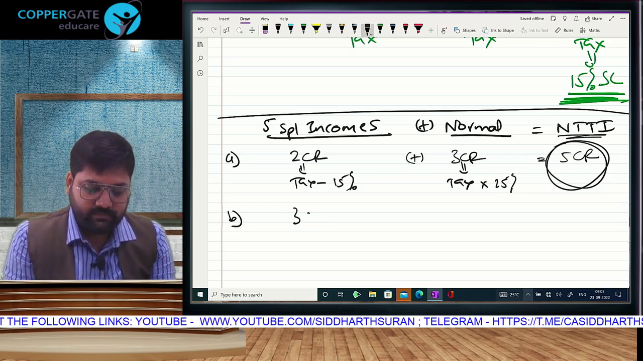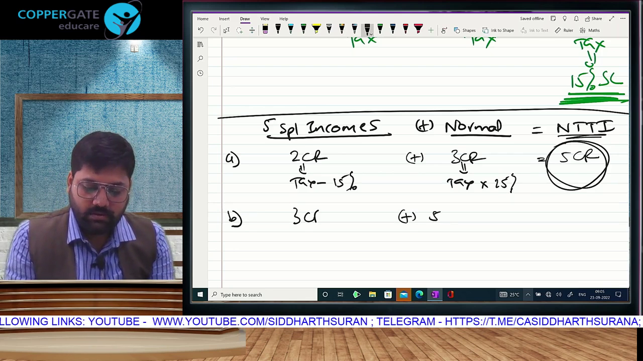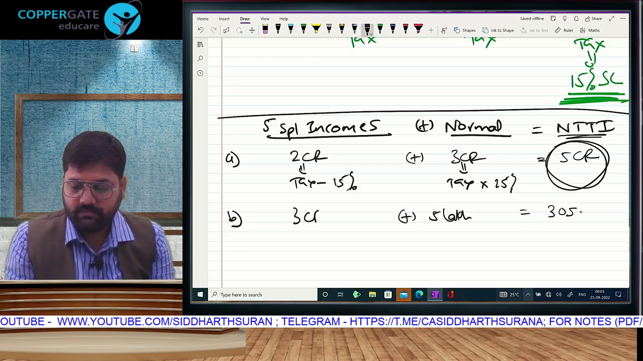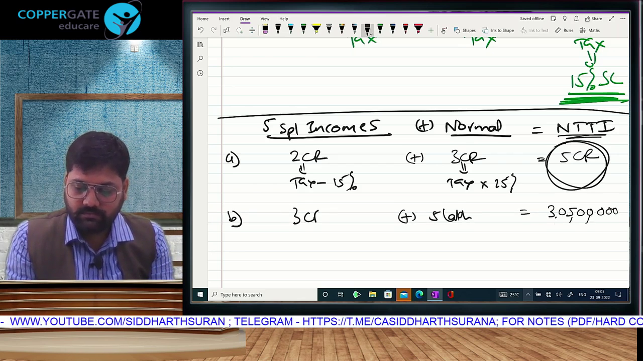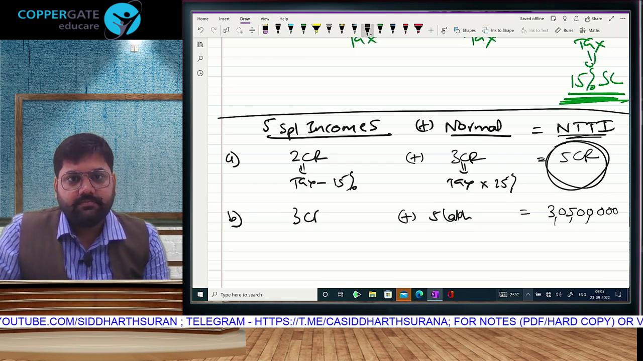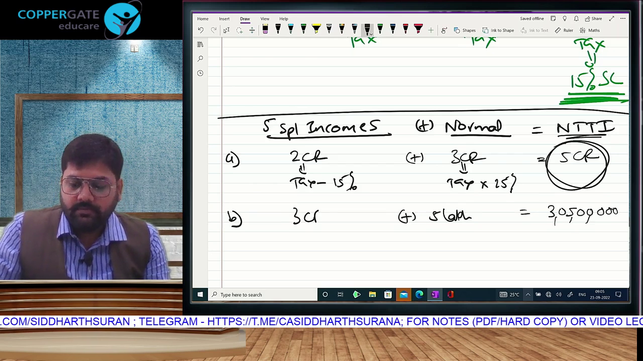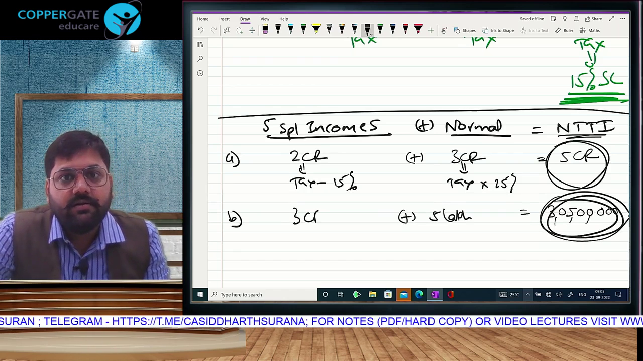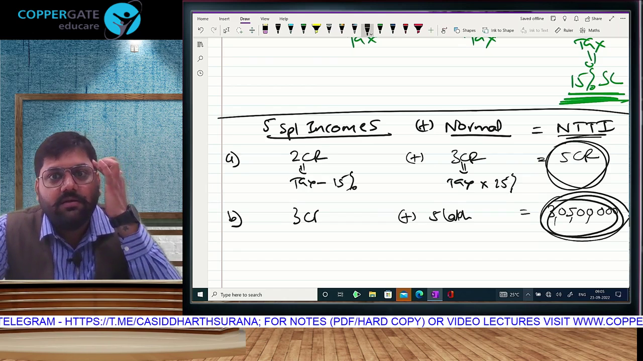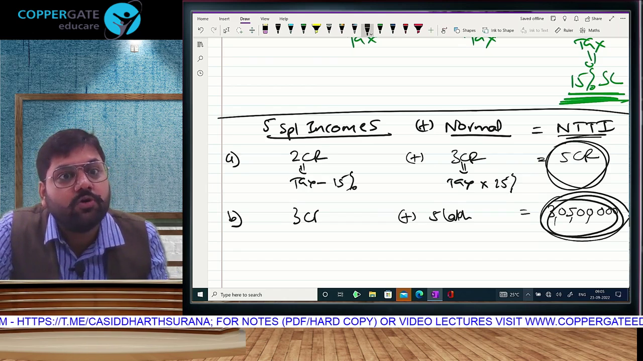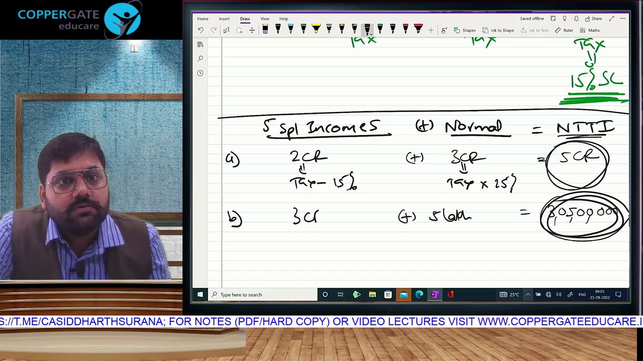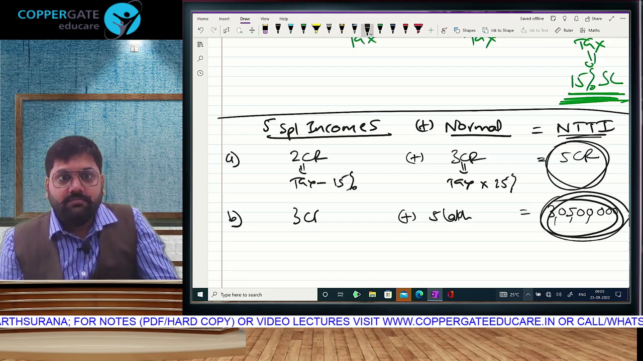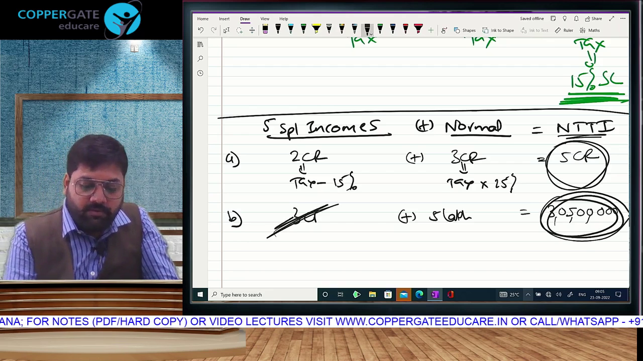Second, 3 crore 5 lakhs. Look at this amount. See, surcharge depends on NTTI. What should be the process in your mind? NTTI is more than 2 crores. So what's your first answer for surcharge? 25%. Before you apply 25, remove this.